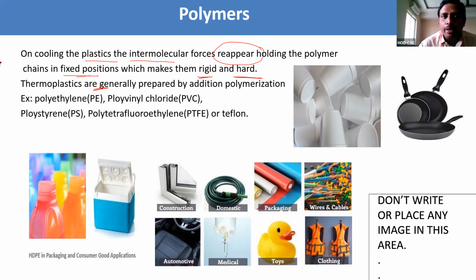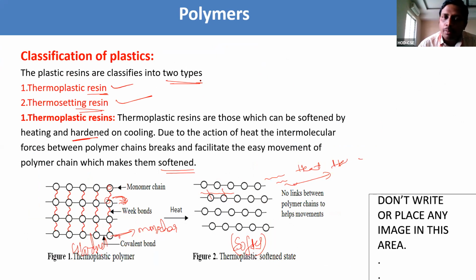This is generally prepared by addition polymerization. Already, in the comparison between addition and condensation polymerization, we have discussed this. Thermoplastic resins are prepared by addition polymerization. It is very simple. The thermoplastic resins are those which can be softened by heating and hardened on cooling. Resins that soften on heating and harden on cooling are called thermoplastic resins.